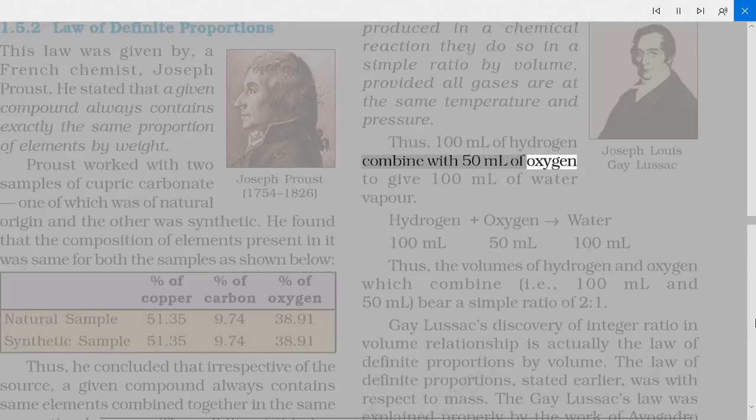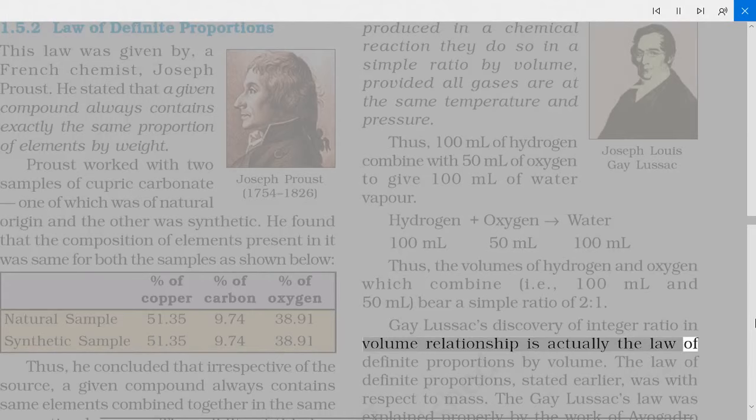Hydrogen plus oxygen gives water: 100 ml, 50 ml, 100 ml. Thus, the volumes of hydrogen and oxygen which combine, i.e., 100 ml and 50 ml, bear a simple ratio of 2:1. Gay-Lussac's discovery of integer ratio in volume relationship is actually the law of definite proportions by volume. The law of definite proportions, stated earlier, was with respect to mass.